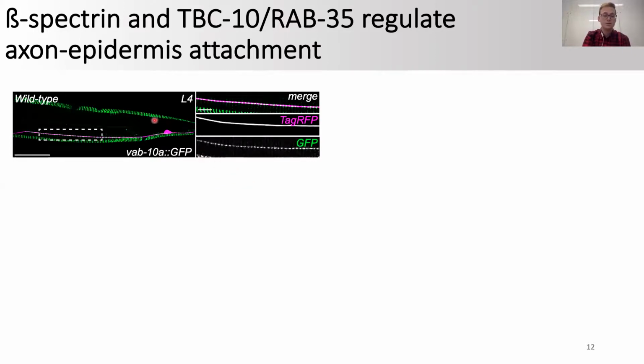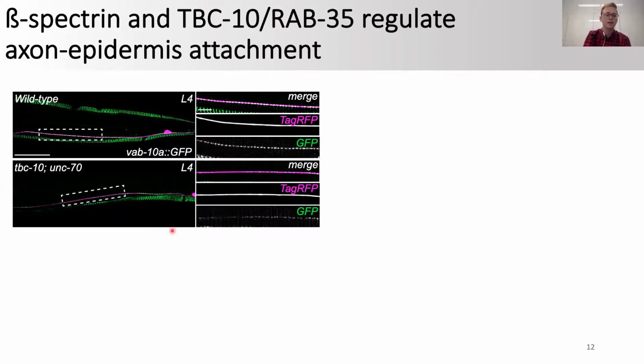So this is endogenous VAB10A labeled with GFP using CRISPR. And this has been demonstrated previously to localize in this periodic striped circumferential pattern in the ventral and dorsal aspects of the skin where it attaches to the muscle. And then in this very beautiful periodic punctate and stitch-like pattern along the entire length of the PLM axon. So this is how it looks in the L4 stage, which is the final larval stage before adulthood. And this is 1 day or 24 hours before we see the appearance of breaks in our mutants.